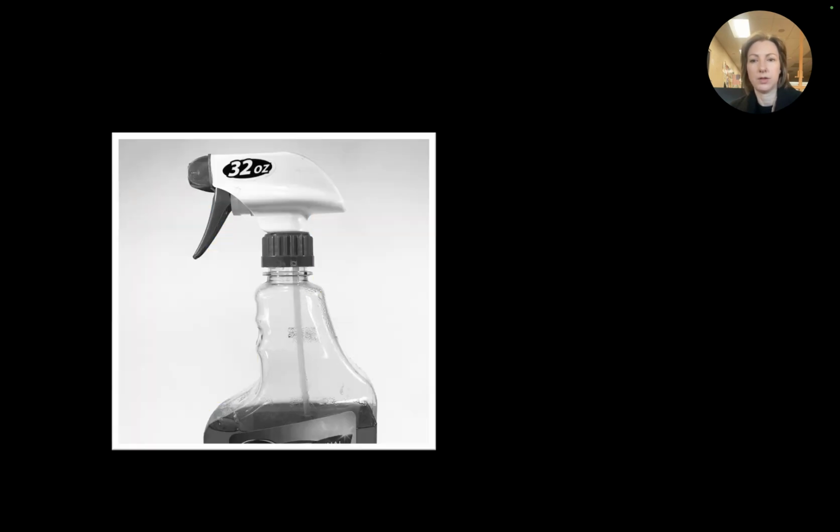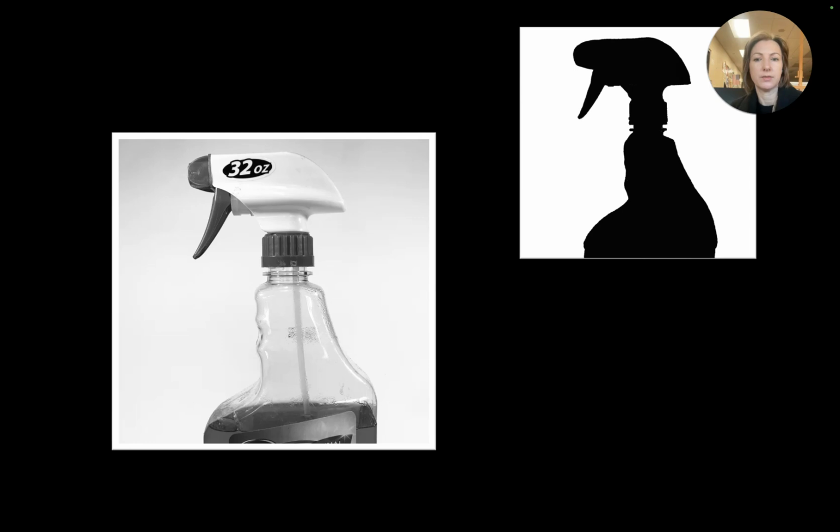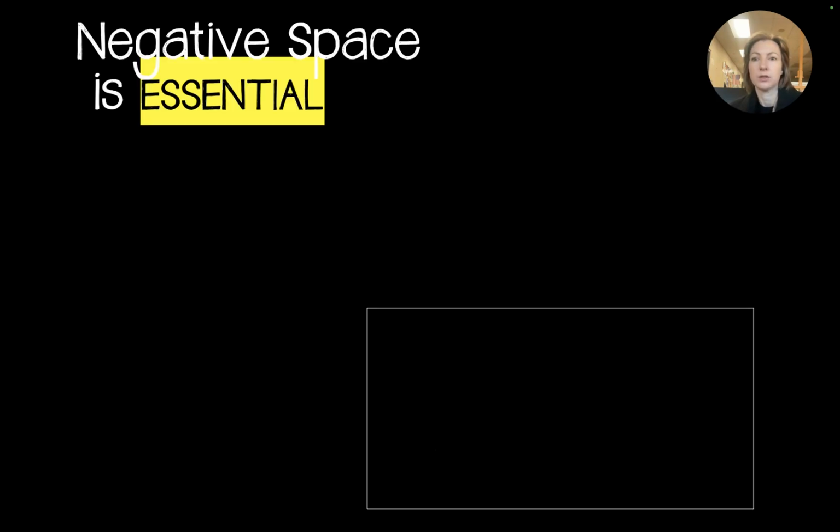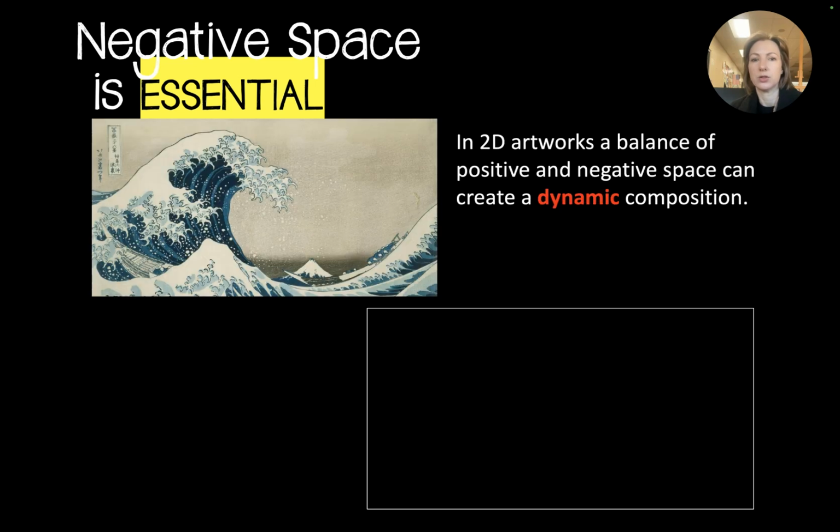Again, just to review, the positive space is the actual spray bottle in black at the top. And then if we flip it, the image at the bottom is your negative space. It's all the space around your subject. So remember, negative space is essential.